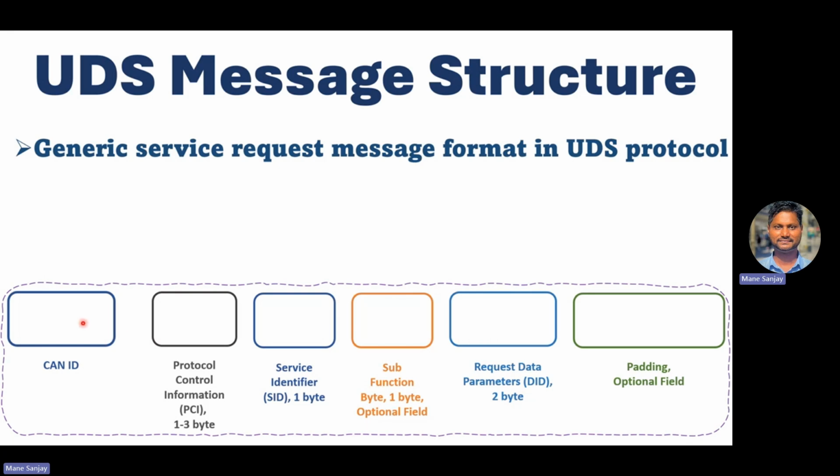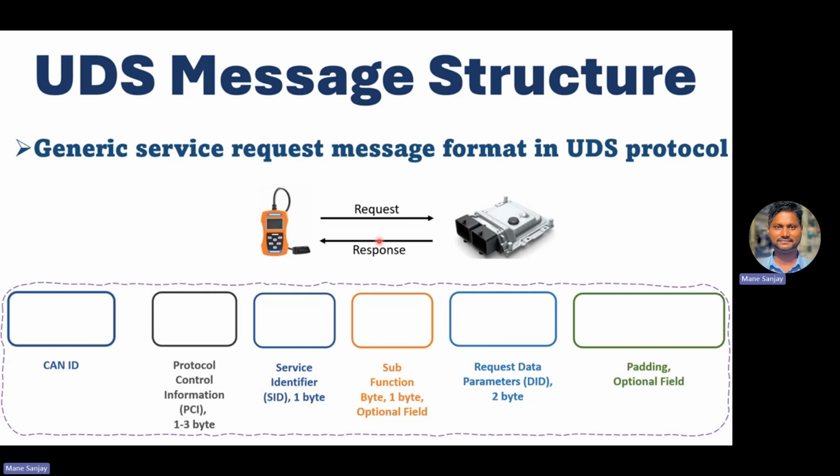If you go and see online in my live example, I'll show you. You can see the identifier, then the PCI information in the frame, then the service identifier followed by the subfunction, if it is applicable, then the request data parameter and then the padding field. That is the optional field. Again, if it is required in that service, it would be there. Otherwise, it won't be there. So simply, the tester sends the request to the ECU, and accordingly the ECU responds.